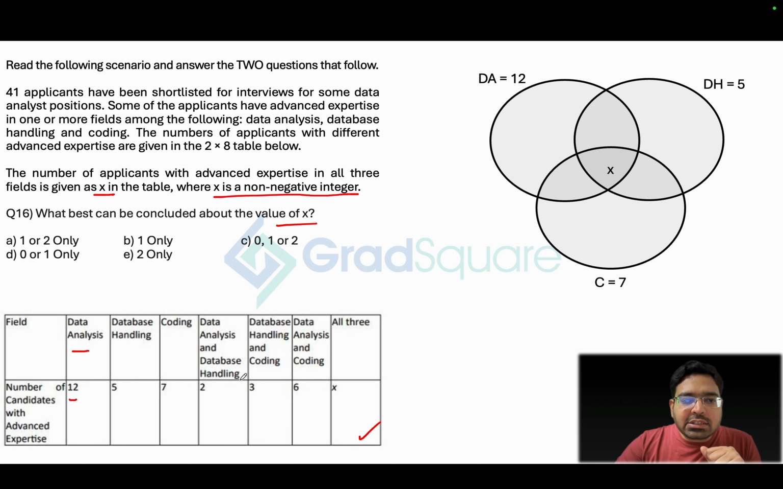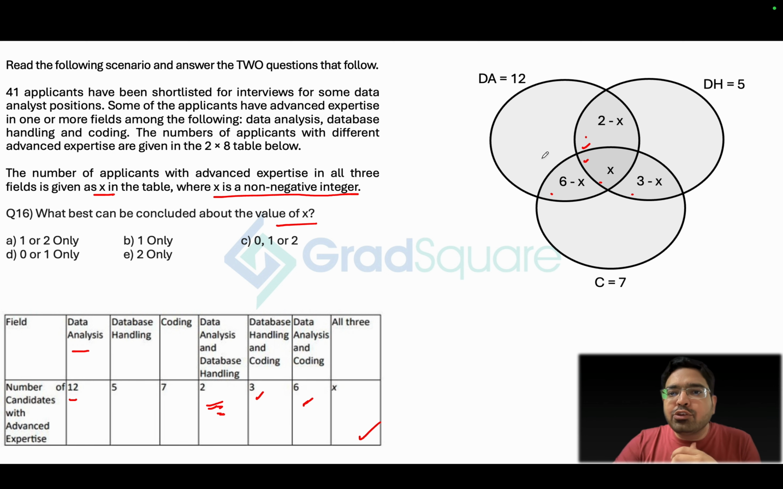Now look at this. What is this data talking about? Data analysis and database handling is 2. That means this area plus this area put together must equal 2. If this value is X, then the value over here must be 2 minus X. Same way, database handling and coding intersection must be 3 individuals. So X plus this value must be 3, so 3 minus X will be this particular value. And same way, data analysis and coding intersection is 6 people, so the value over here should be 6 minus X.